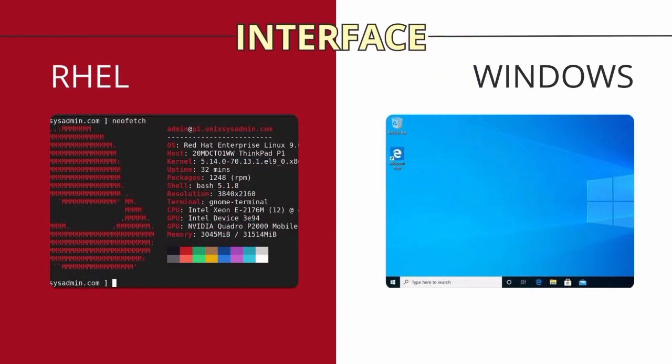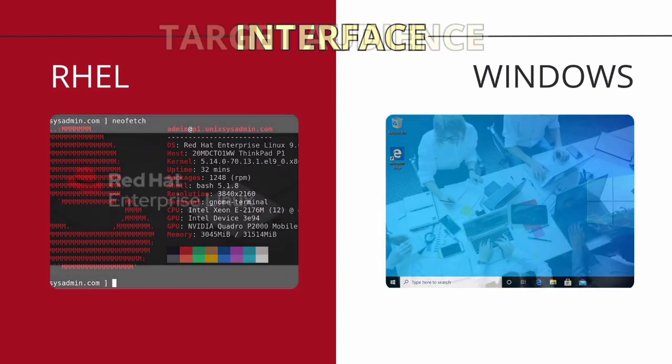For their interface, RHEL has a primary mode of text-based command line, though graphical user interfaces like GNOME are available. Think of it as a programmer's playground, offering granular control and efficiency, while Windows has a familiar GUI with icons and drag-and-drop functionality, more user-friendly for everyday tasks and less intimidating for beginners.